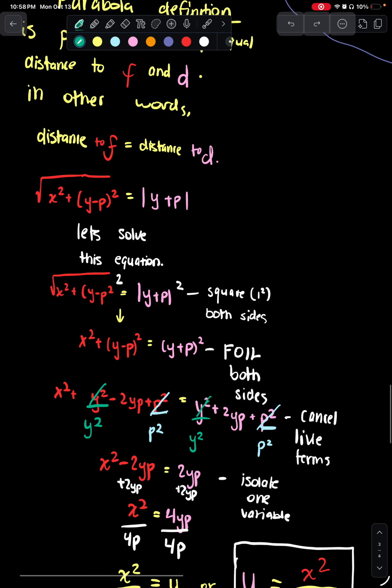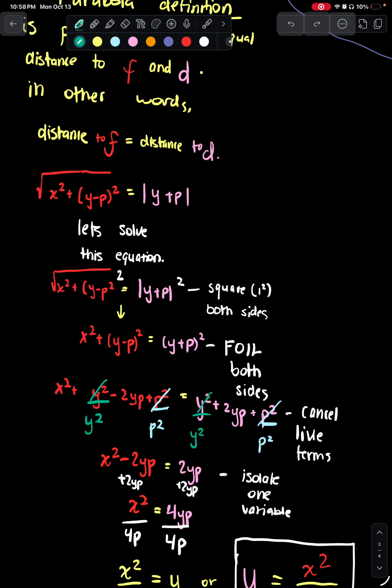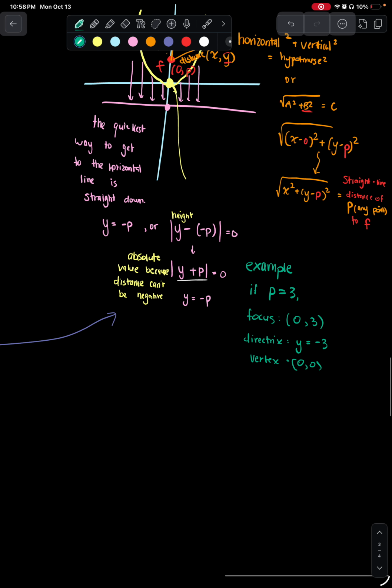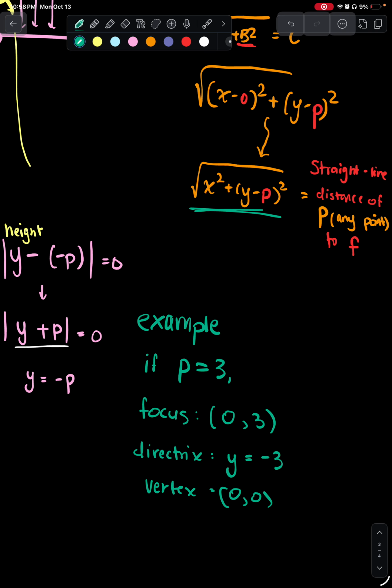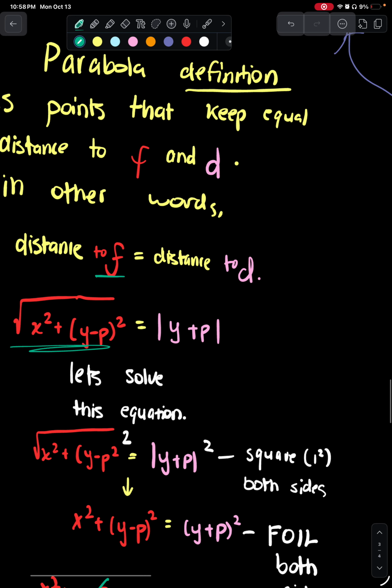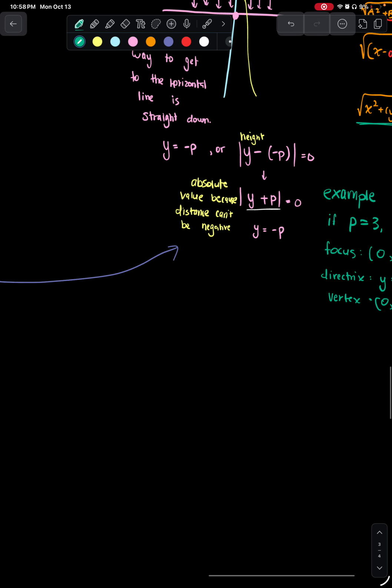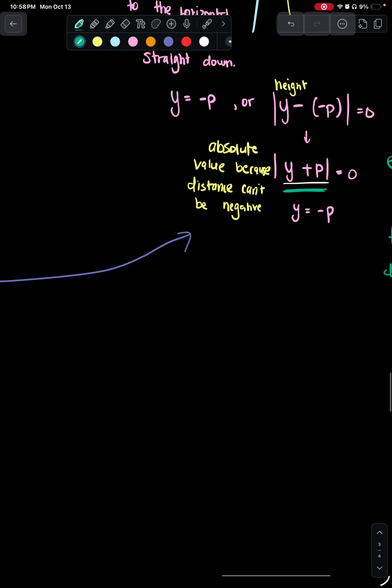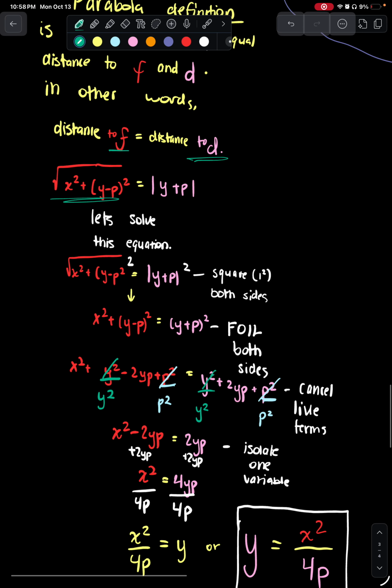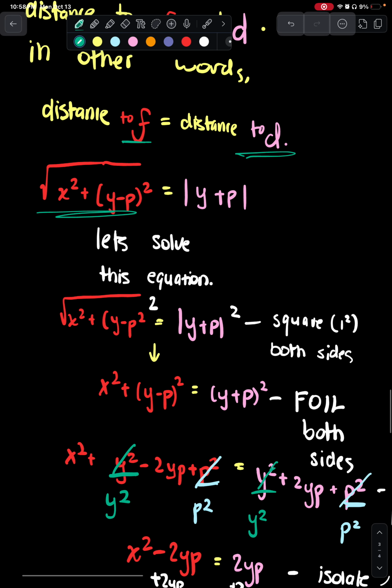So I know this looks a little daunting, but we just got these equations. This F part I got from here, is the same thing as from here. And this distance to D thing is the same thing that I got from here. So let's just solve this equation.